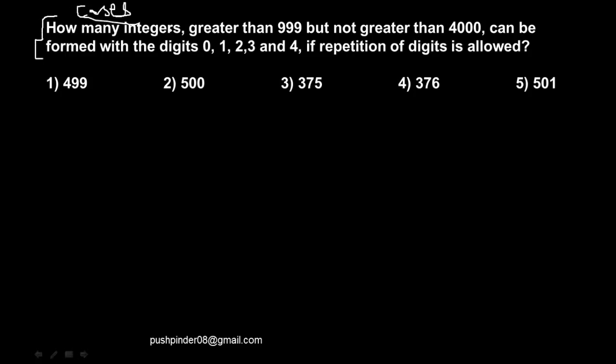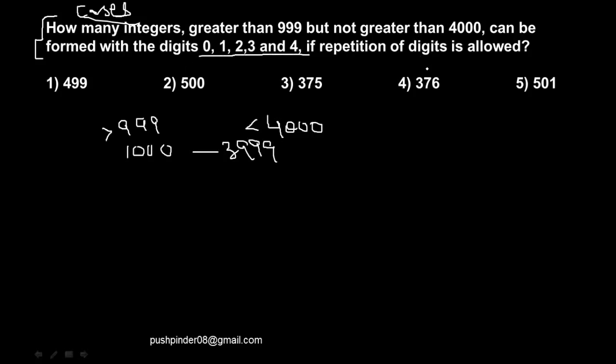Fine. So, how many integers greater than 999 but less than 4000, right? So that means from 1000 to 3999. How many such integers can be formed using these numbers if the repetition of digits is allowed? So repetition of digits is allowed. So this has to be a 4-digit number, because you're forming a 4-digit number. Had there been a 3-digit number as well as a 4-digit number, then there would be 2 cases, right? So it's a 4-digit number.